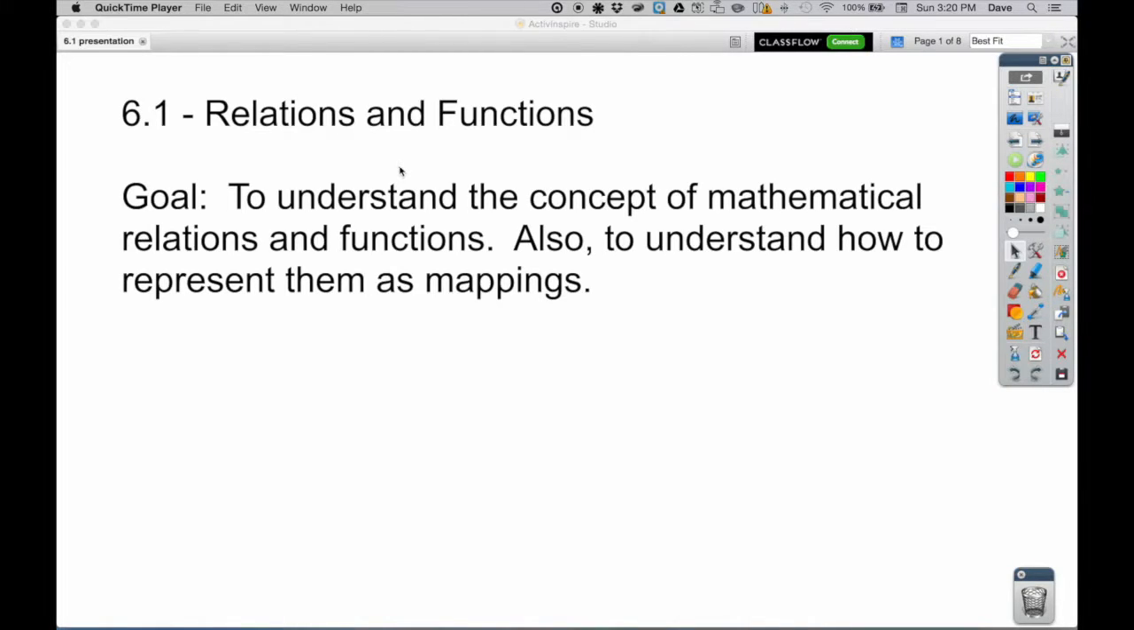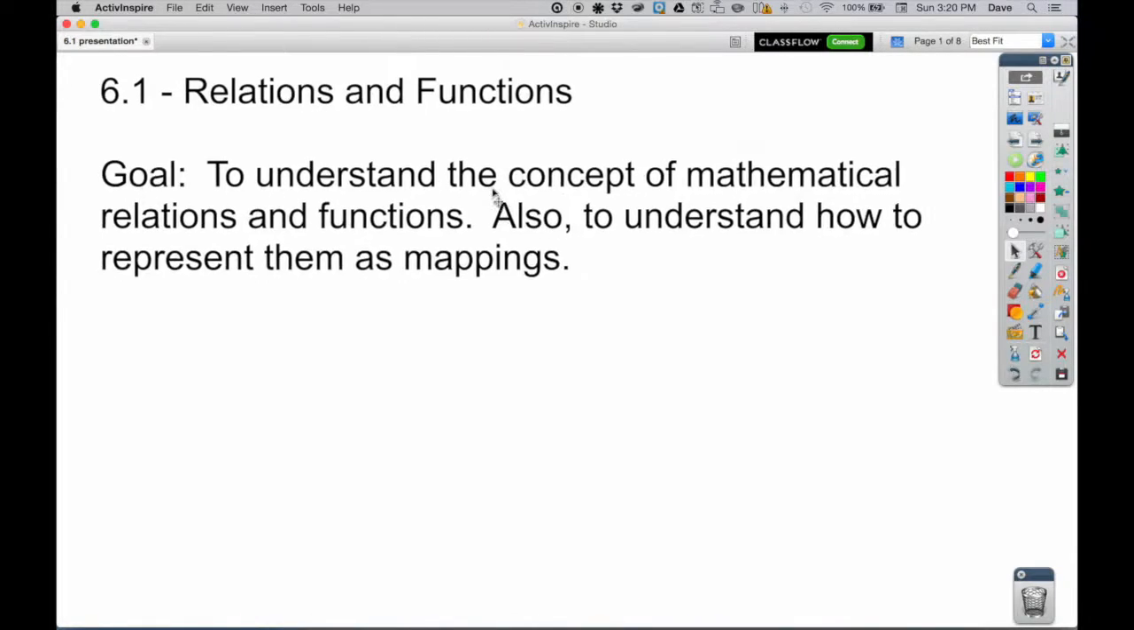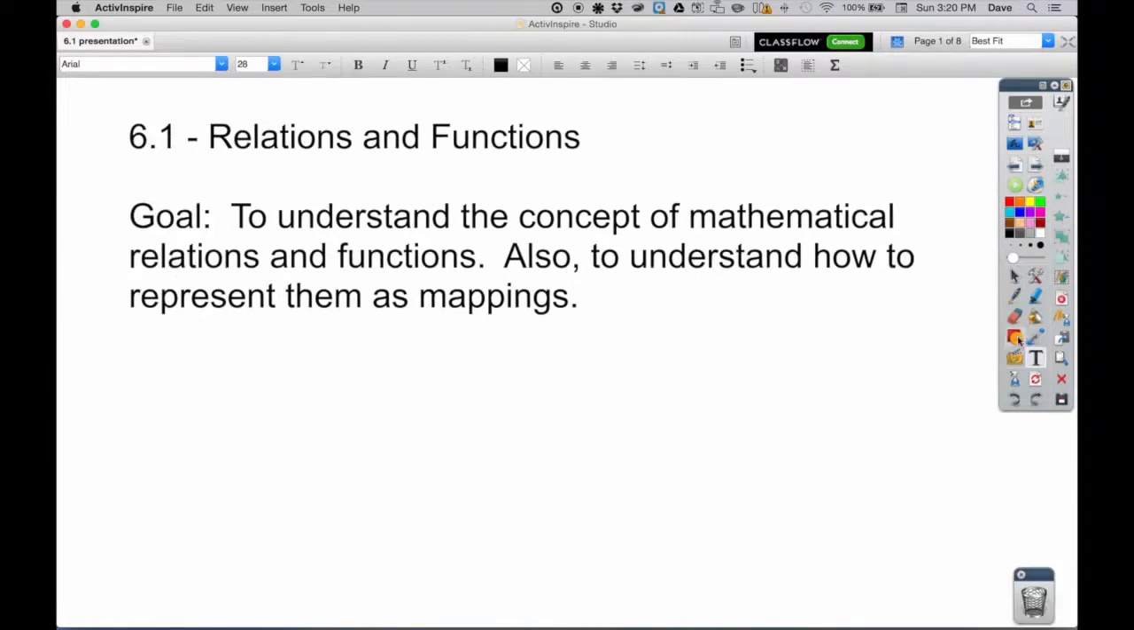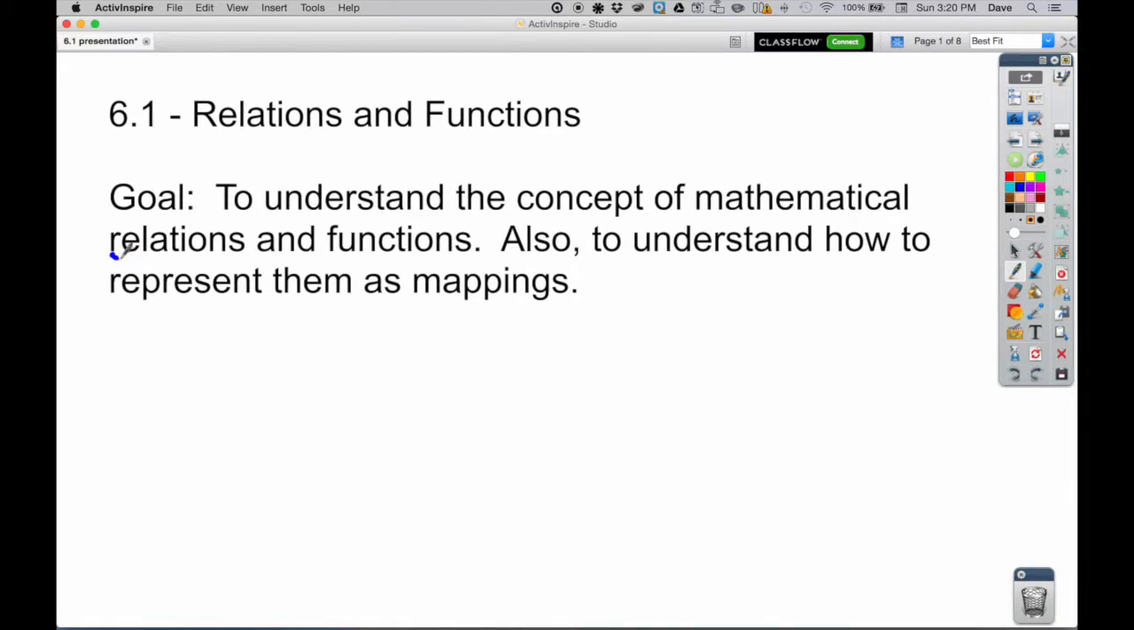Lesson 6.1, Relations and Functions. So your goal in this lesson is to understand the concept of mathematical relations and functions, and also to understand how to represent them as mappings. Basically, there are these things called relations and functions, and they're just ways to classify different situations.